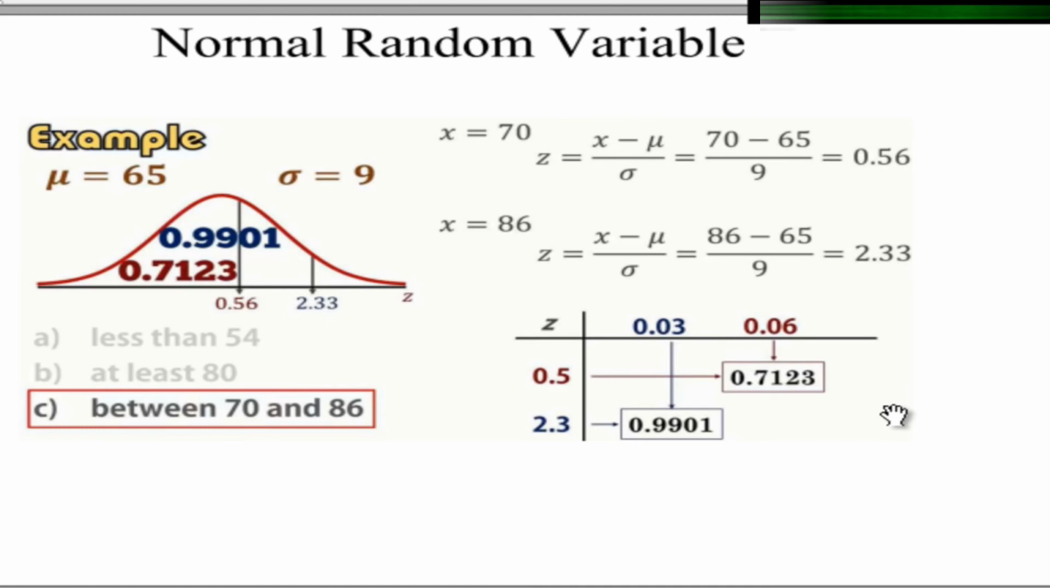After finding the corresponding z values, go to the table and find the values related to 0.56 and 2.33. Here you will get 0.5, and this is the correlation of 0.5 and 0.06, and you have a value 0.7123. Similarly, from 2.33 you will get this value, okay, 0.9901. These are basically two values. One is this one and one is this one.